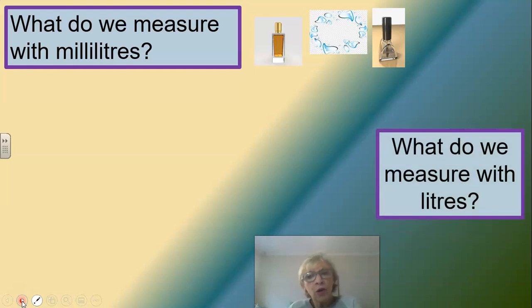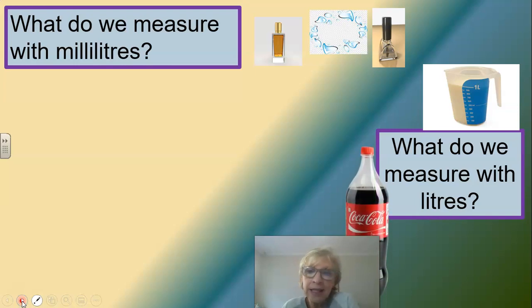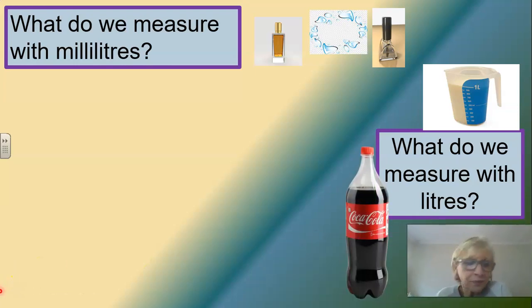So now, what do we measure using liters? Well, there's a jug that looks like milk, and it's 1 liter of milk, or 1,000 milliliters, and there's our 2 liter Coke bottle. Right, and we use liters to measure those.